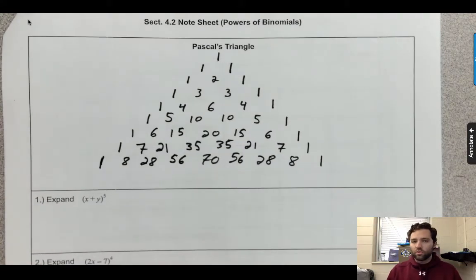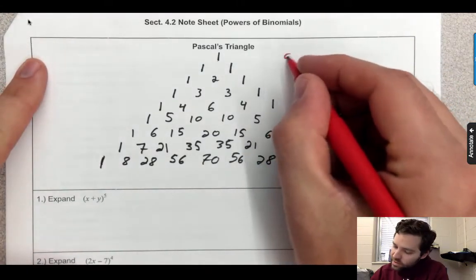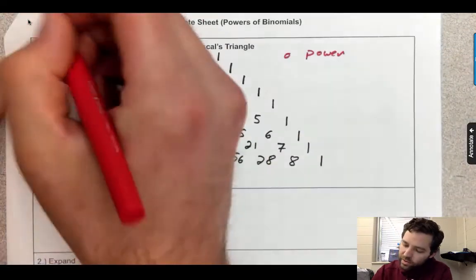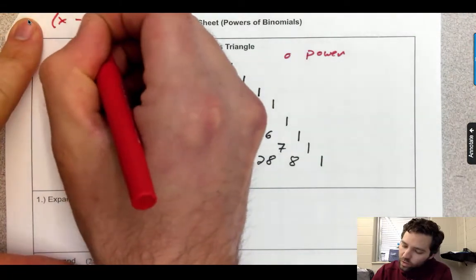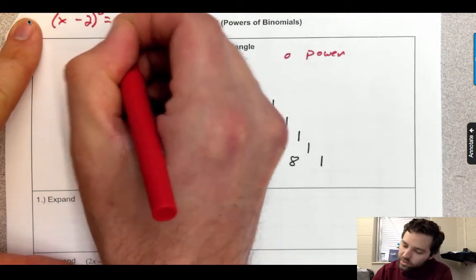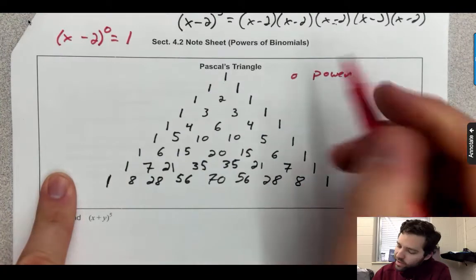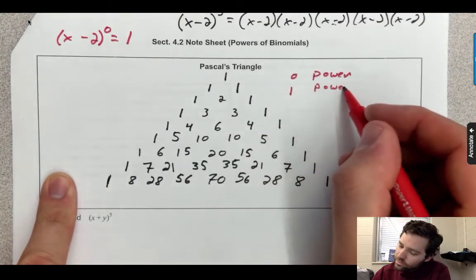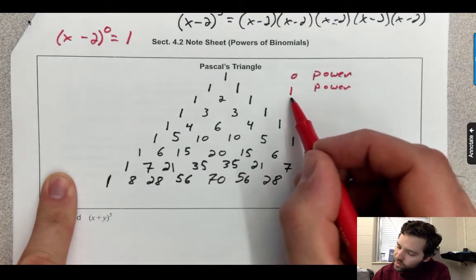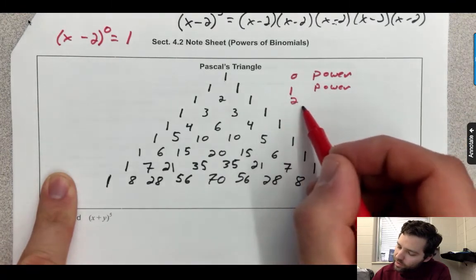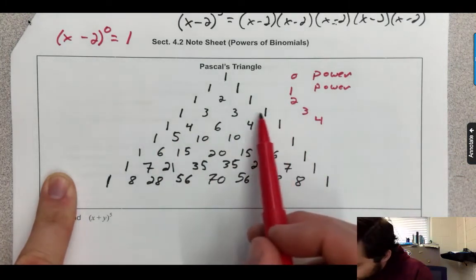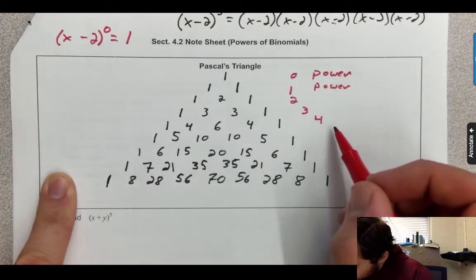And each row corresponds to a particular power. So the top row is the 0 power. Mr. Cresswell, how does that work? Well, anything to the 0 power is just 1. So x minus 2 to the 0 power is equal to 1. All right. And then the next row is to the first power, and then the next row is to the second power, and then the third power, and then the fourth power. Make sure I'm doing this right here. Second, third, fourth, and then fifth.